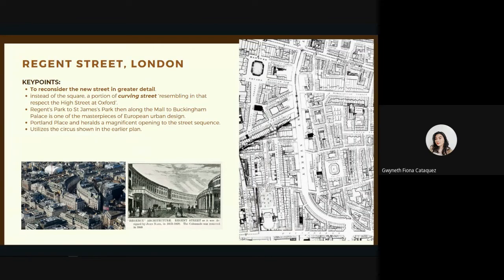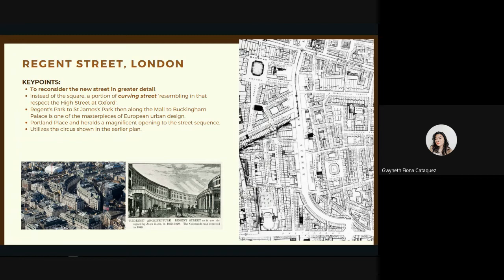Nash was asked to reconsider the new street in greater detail. The one that was finally adopted for the development introduced instead of the square a portion of curving street resembling in that respect the High Street at Oxford. The development from Regent's Park to St. James Park then along the Mall to Buckingham Palace is one of the masterpieces of European urban design. The semicircular sweep of the Ionic colonnaded crescent directs the movement to the place and heralds a magnificent opening to the street sequence.